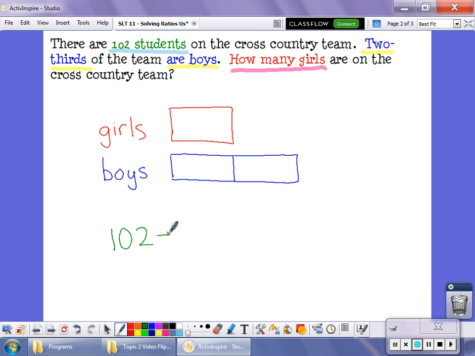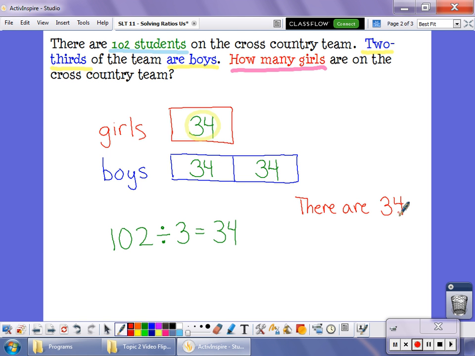So if I take this 102 and divide it by 3, that means each third here is going to include 34 students. So this third would have 34 students. This third would have 34 students. And this third would have 34 students. So if we want to answer the question, how many girls are on the cross-country team, all we have to do is look at how many girls we have. There's one box. That box has 34 students in it. So we can say there are 34 girls on the cross-country team.